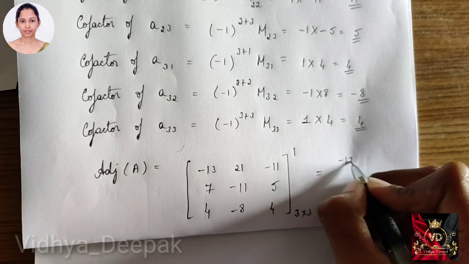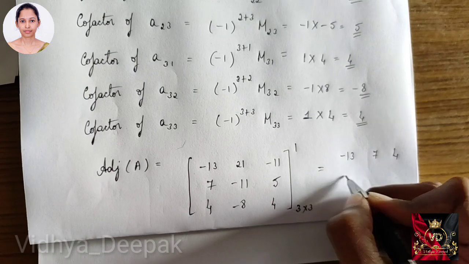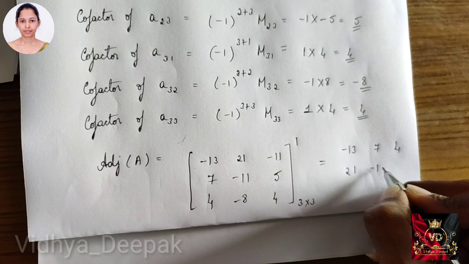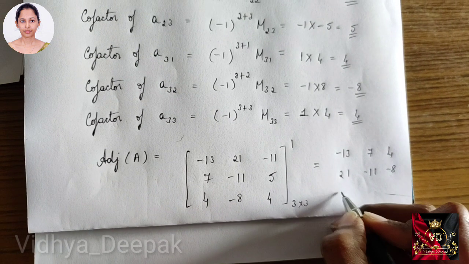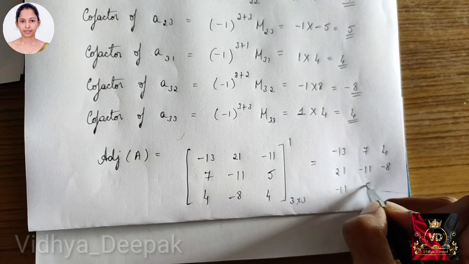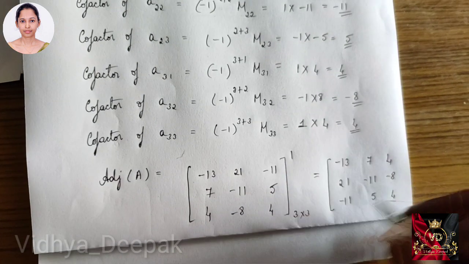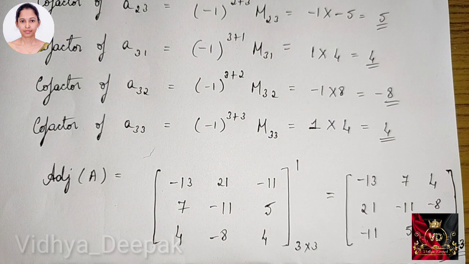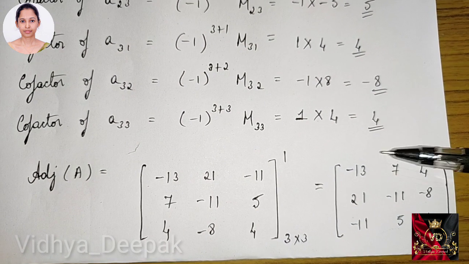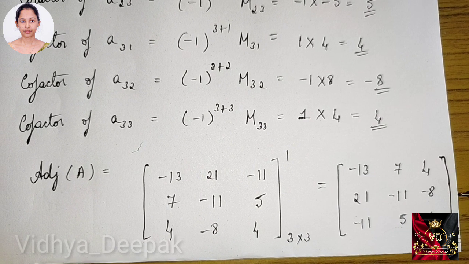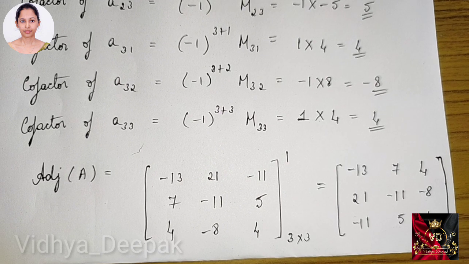So now minus 13, 7, 4, first column became first row, 21, minus 11, minus 8, second column became second row, and minus 11, 5 and 4 became the third row. Now we have our transpose matrix, that is adjoint of A is nothing but minus 13, 7, 4, 21, minus 11, minus 8, minus 11, 5 and 4. This is a 3 cross 3 matrix.